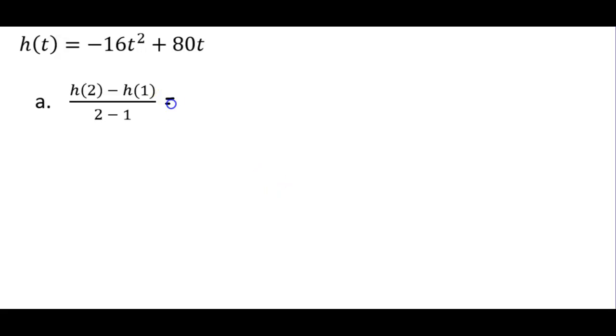So I'm going to go over here and write h of 2. So I go to my function, I plug in a 2. No problem. Then I want to subtract. Now I always have to be careful when I'm subtracting. What am I going to subtract? I'm going to subtract all of h of 1. So I'm going to go back to the function now and plug in a 1.